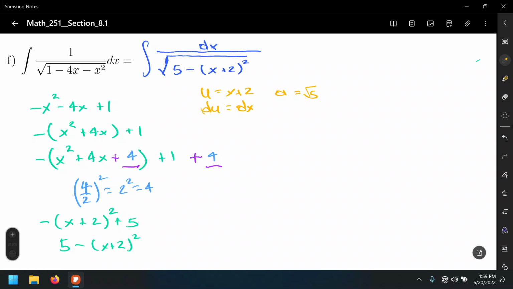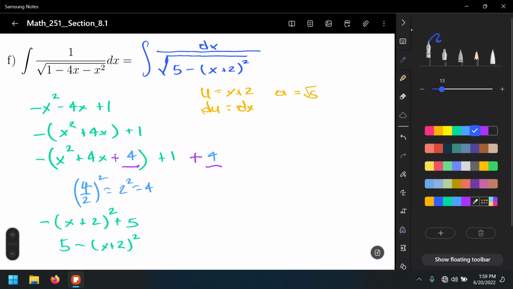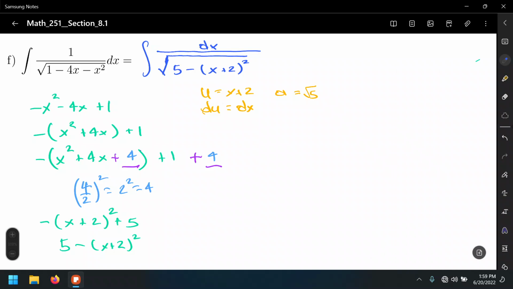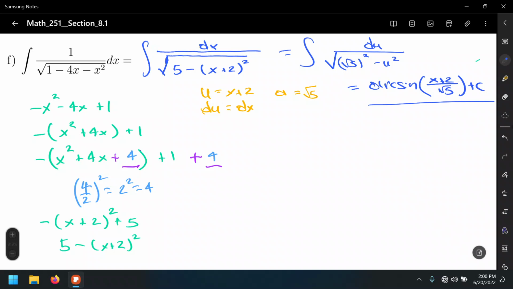All right, let's do the u substitution. So that's going to be the integral of the square root of 5 squared minus u squared du. And in this case, this is simply the arcsine of x plus 2 over square root of 5 plus c. And I don't think you need to rationalize this denominator. I believe this will be fine.